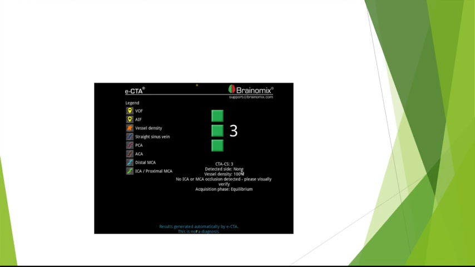It did not detect any large vessel occlusions and the vessel density was 100%. There wasn't any internal carotid artery or middle cerebral artery occlusion detected. Collateral score was 3, and these are the different color codings of the different blood vessels that supply the brain. For example, this color represents our anterior cerebral artery, this color represents posterior cerebral artery, this is the color for the straight sinus, and this is the symbol for arterial input function. This is the symbol for venous output function.